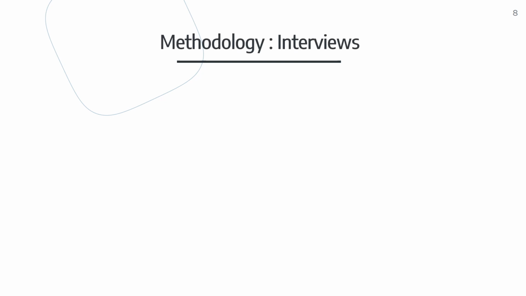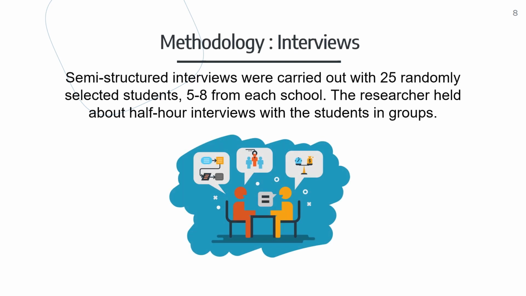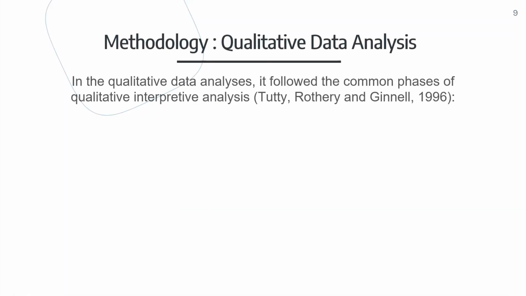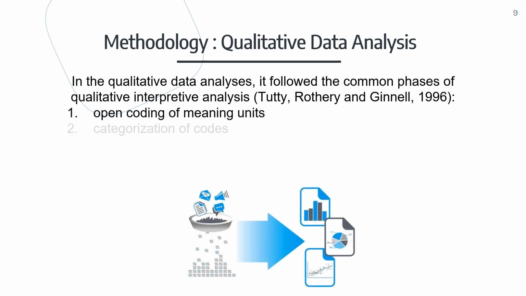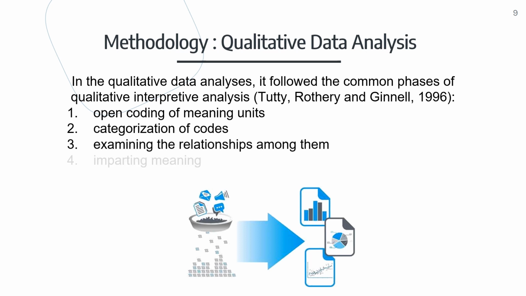There are semi-structured interviews carried out with 25 randomly selected students, 5 to 8 students from each school. The researcher held about half-hour interviews with the students in groups. For the last method, the qualitative data analysis followed the common phases of qualitative interpretative analysis, which are open coding of meaning units, categorization of codes, examining the relationships among them, and imparting meaning.